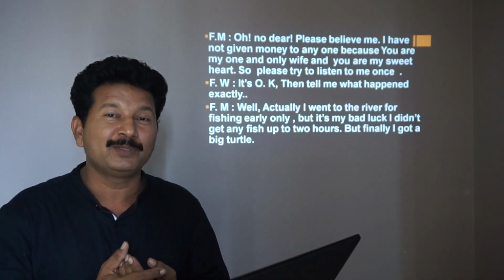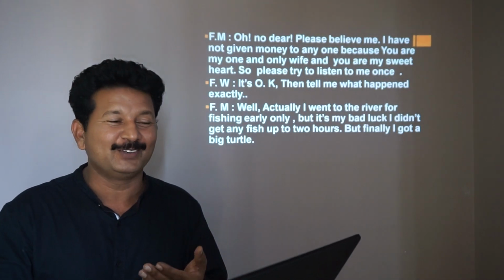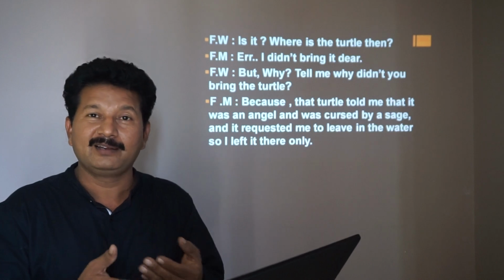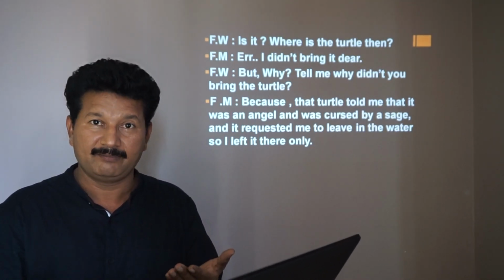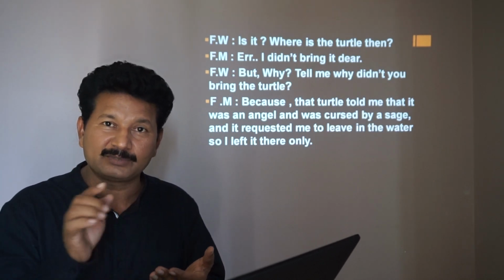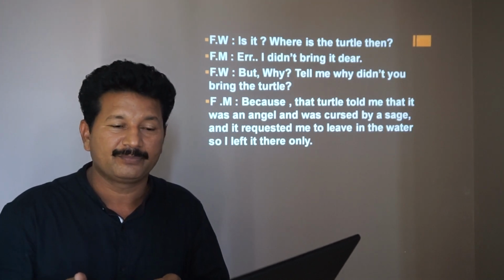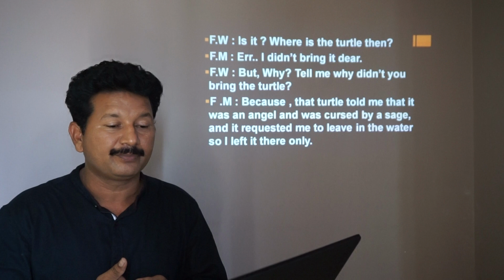Then can you guess what will be the question? Okay? Where is the turtle then? But you see how we can use it. Is it? Where is the turtle then? Because that lady doesn't believe him, right? Yeah, I didn't bring it here. But why? You just simply stop there. That's what I say, like, variety of sentence pattern. But why? Or you can use the complete sentence. Tell me, why didn't you bring the turtle?